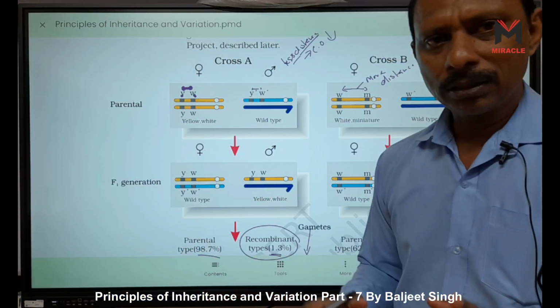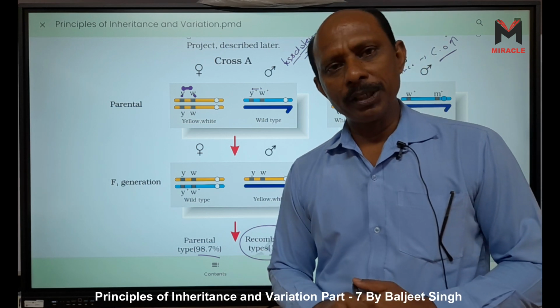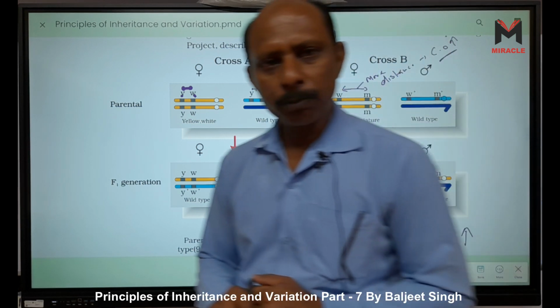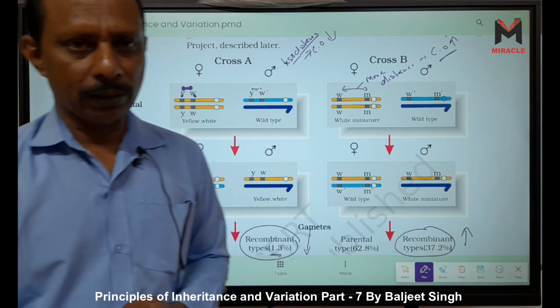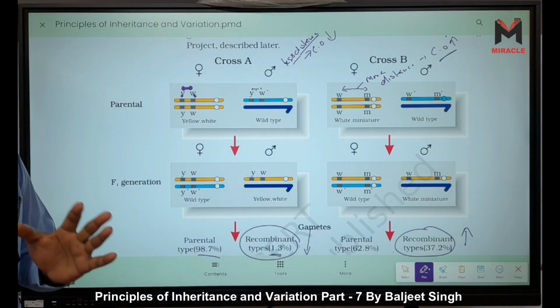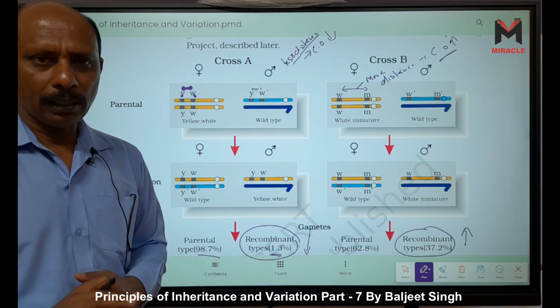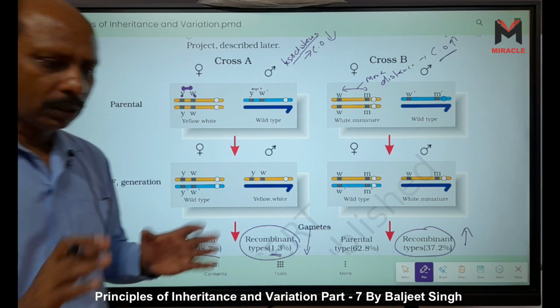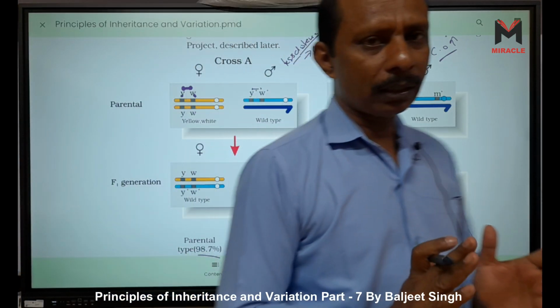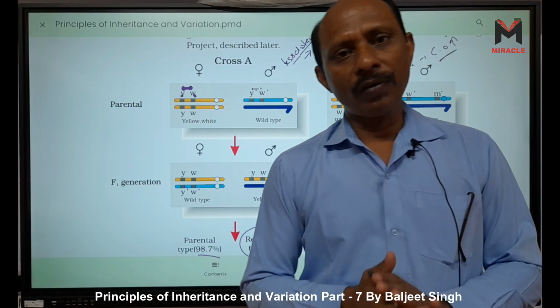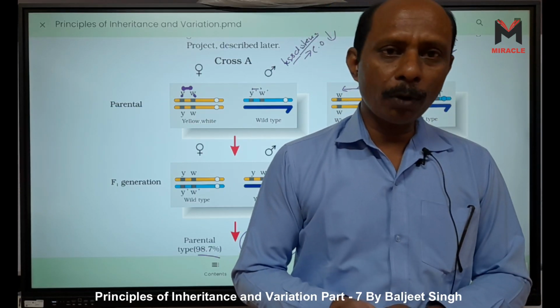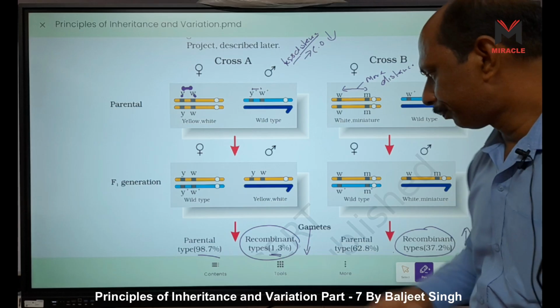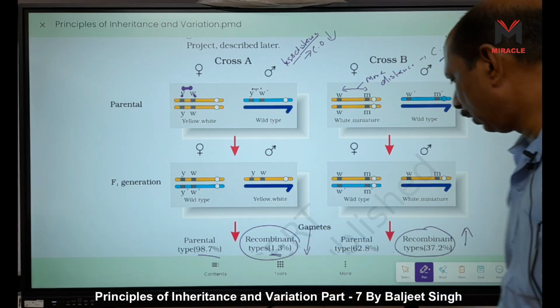More distance, more possibility of recombination. Less distance, less possibility of recombination. Do you understand why? Because less possibility of crossing over, right? Why less possibility? Because less distance means more strength of linkage, and here crossing over possibility is less. Okay, that is given by this figure.